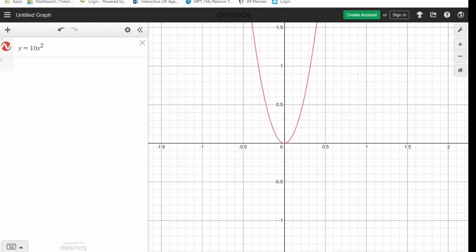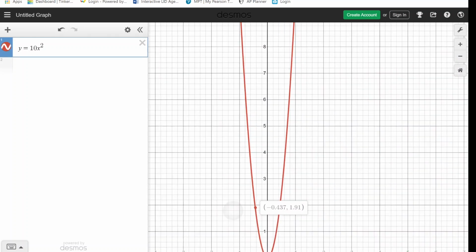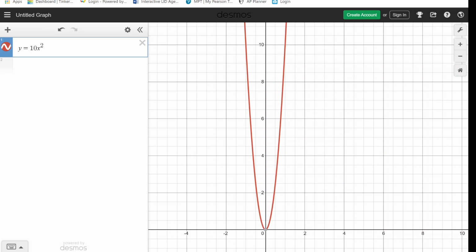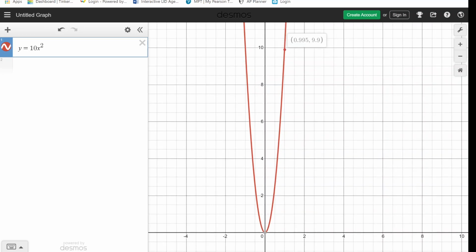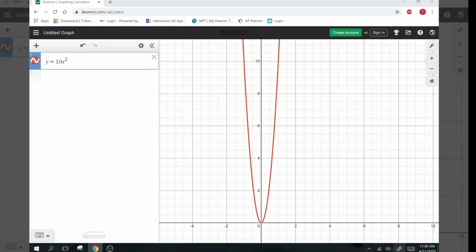And what's happening with this 10 is that when I go over 1, let's zoom out this way. Cool. If I go over 1 right here, I go up 10. So putting a 10 in front of the x squared just affects when I go over 1, how far am I going up? If I built a little more of a table with this and just tested a few other values, negative 2 squared is positive 4 times 10 would actually be 40. So when I go over to 2, I should be going up to 40.